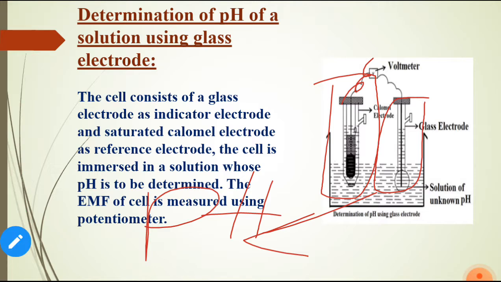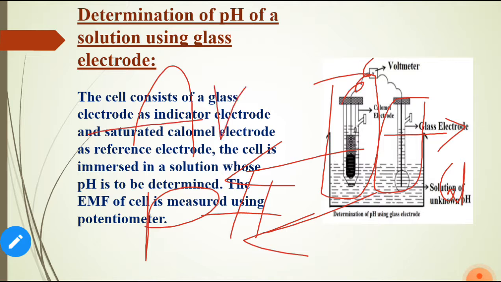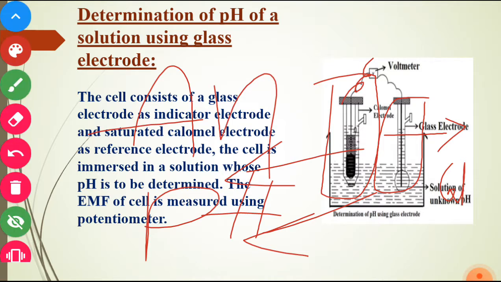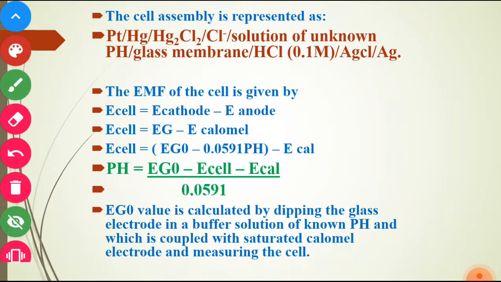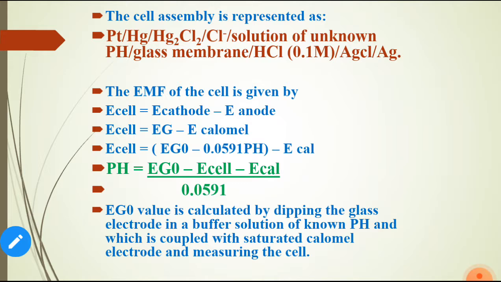Next, one more thing: the glass electrode acts as a cathode, whereas the calomel electrode acts as an anode. Next you have to see the cell representation of this glass electrode and the calomel electrode. For both we take the cell representation. For the calomel electrode we know it is platinum, mercury, mercurous chloride and chlorine.